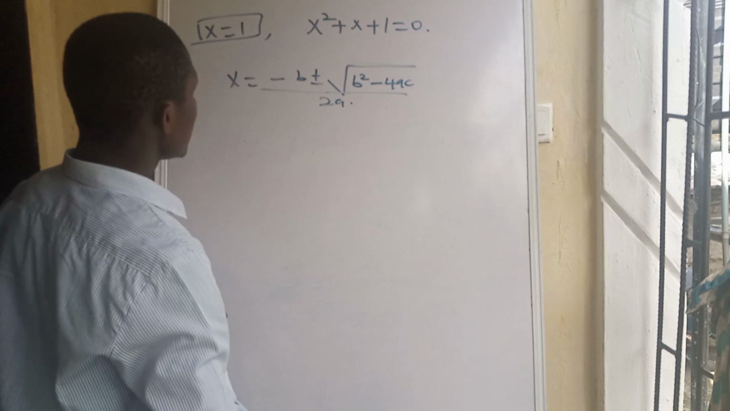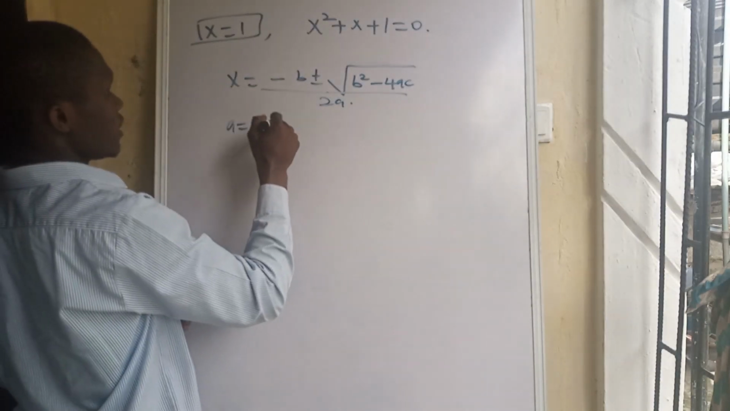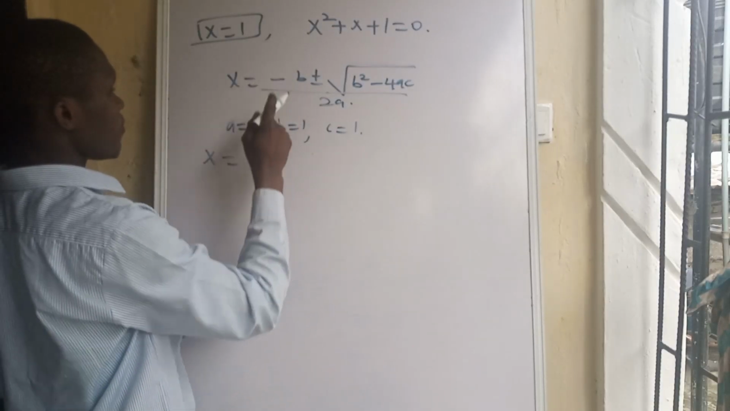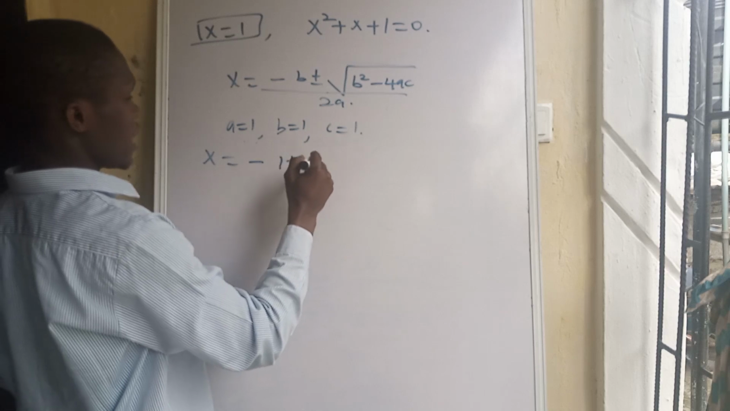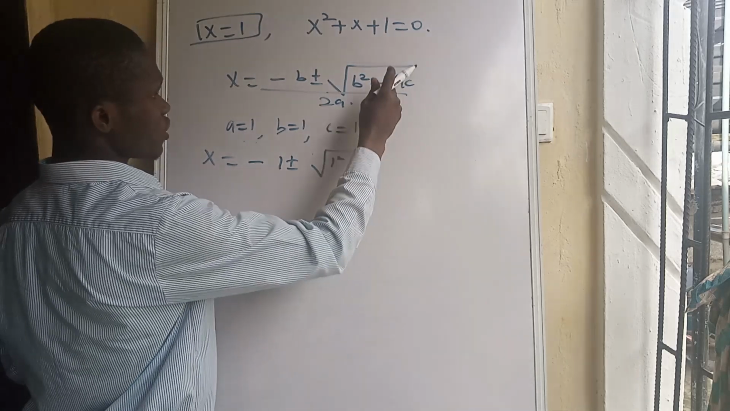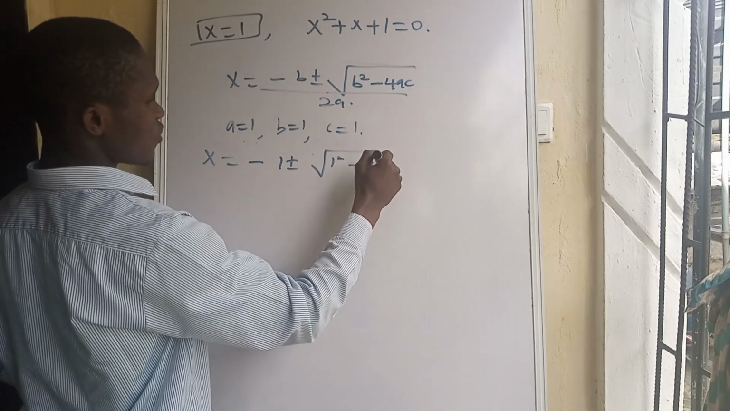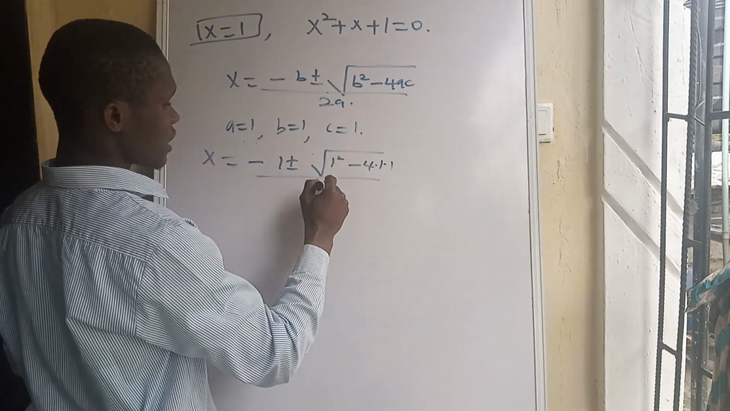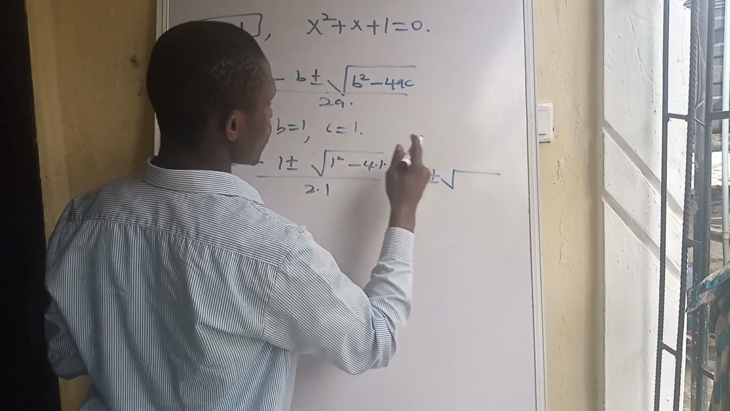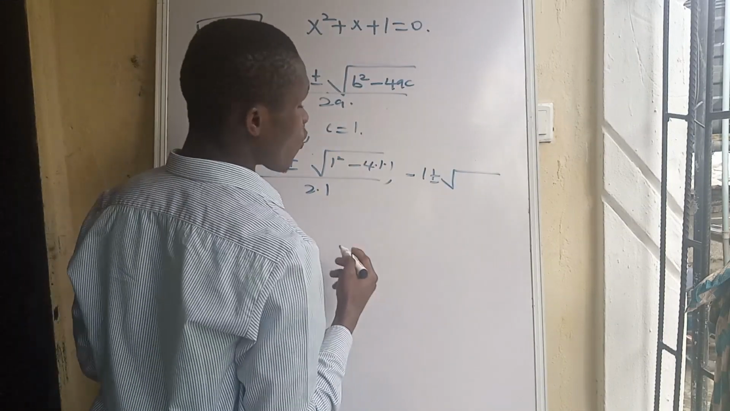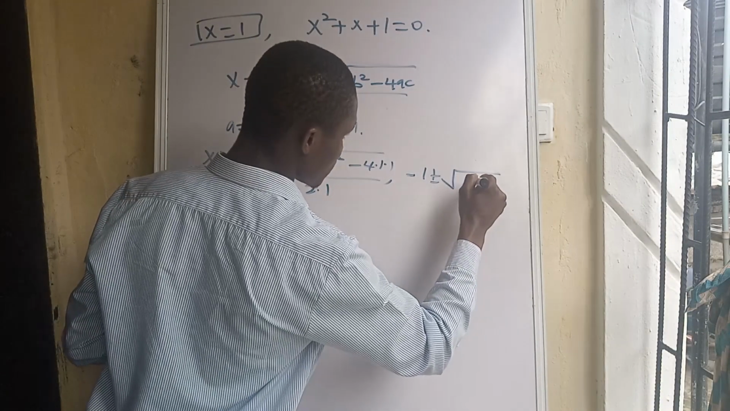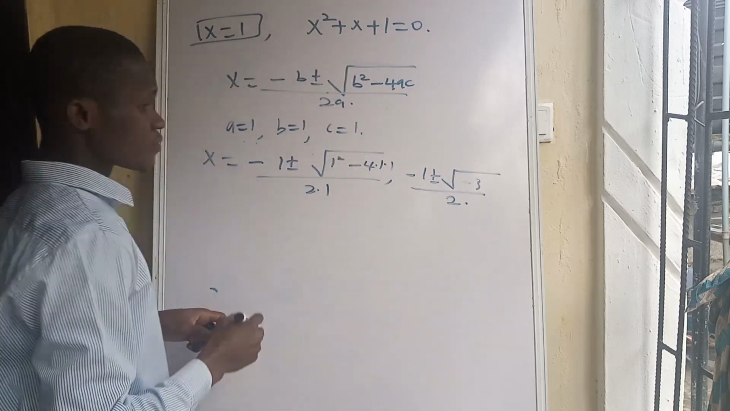Remember, a is equal to 1, b is equal to 1, and c is equal to 1. So x is equal to minus b, which is minus 1, plus or minus the root of 1 squared minus 4 times a, which is 1, times 1, all over 2 times 1. This becomes minus 1 plus or minus the root of 1 minus 4. 4 times 1 gives us 4, and 1 minus 4 gives us minus 3, all over 2.